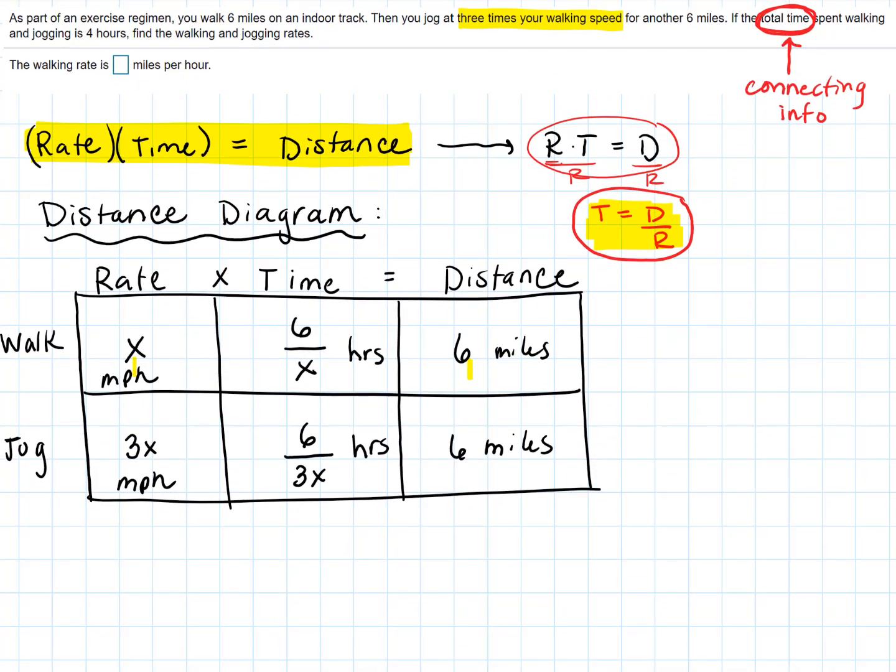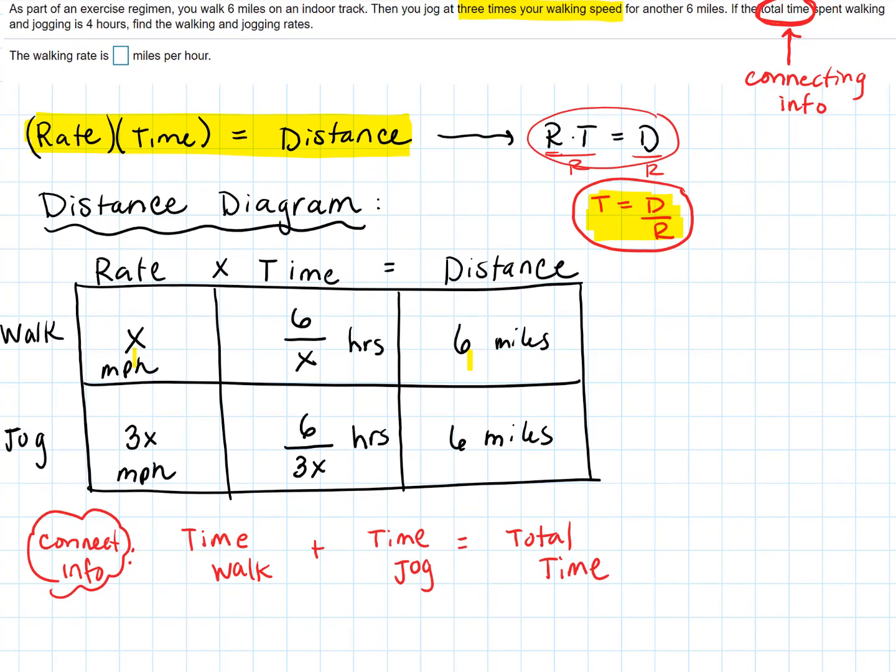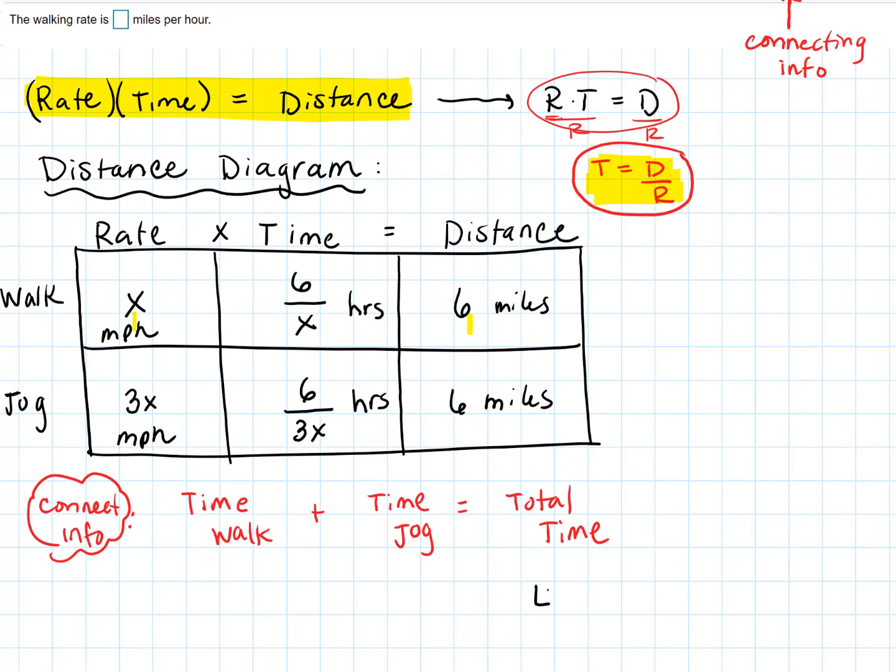So the total time spent walking and jogging. So here's that connecting info. So connect the information. And we're told that the total time, which would be the time walking plus the time jogging, has to be equal to the total time spent. Well, the total time spent was 4 hours, so we put in 4 for the total. The time spent walking is 6 over x. And the time spent jogging is 6 over 3x.